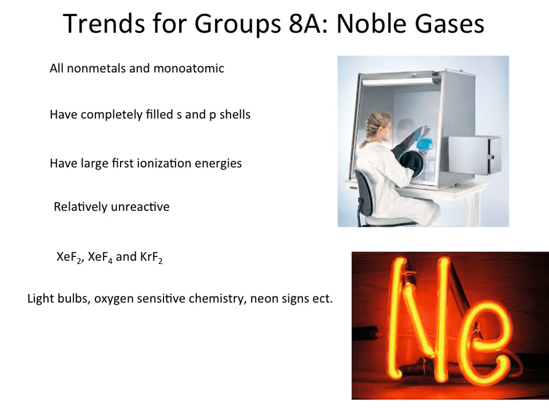Group 8A consists of our noble gases. We should be thinking of them with respect to the nobility of old. Kings and queens didn't react or interact with commoners, and most noble gases do not do those types of reactions either. So all of the noble gases are nonmonoatomic nonmetals. They are monoatomic, meaning that they don't form diatomics like we saw with fluorine and chlorine and bromine. The reason they don't do that is because they have completely filled p and s shells. So they have an octet.